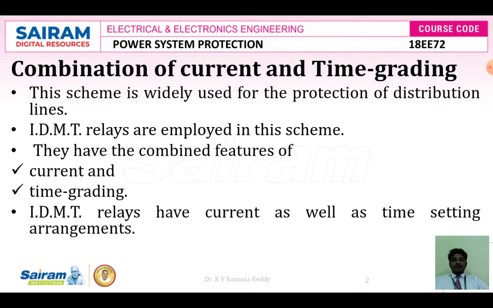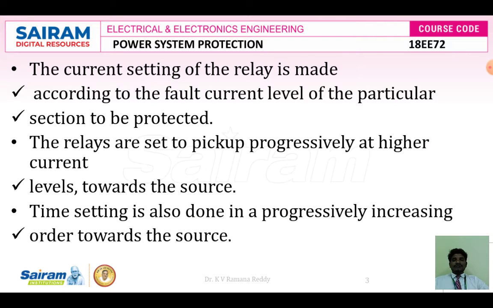With the help of those settings, we can change the time delay and the amount of current which acts as a preset value or pickup value. The current setting of the relay is made according to the fault current level of the particular section to be protected, because we can change the setting values of the relay located beyond C, between C and B, or between B and A. That means it is a unit protection, an individual protection from one section to another.